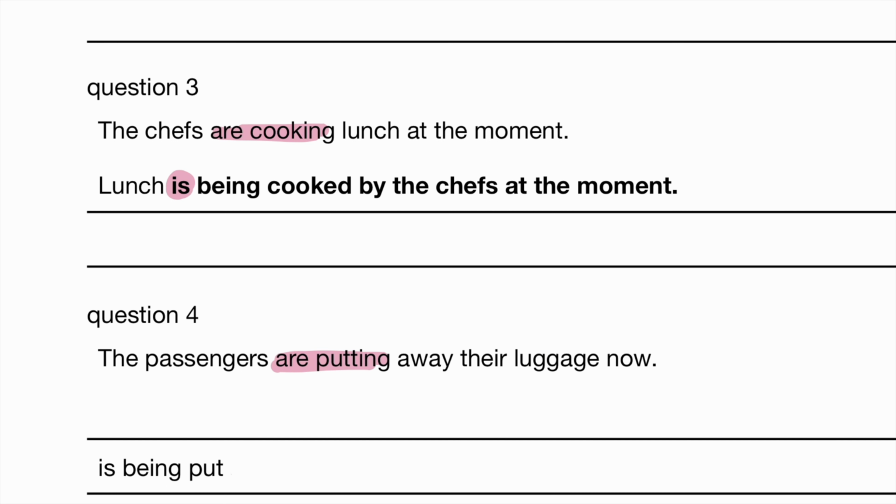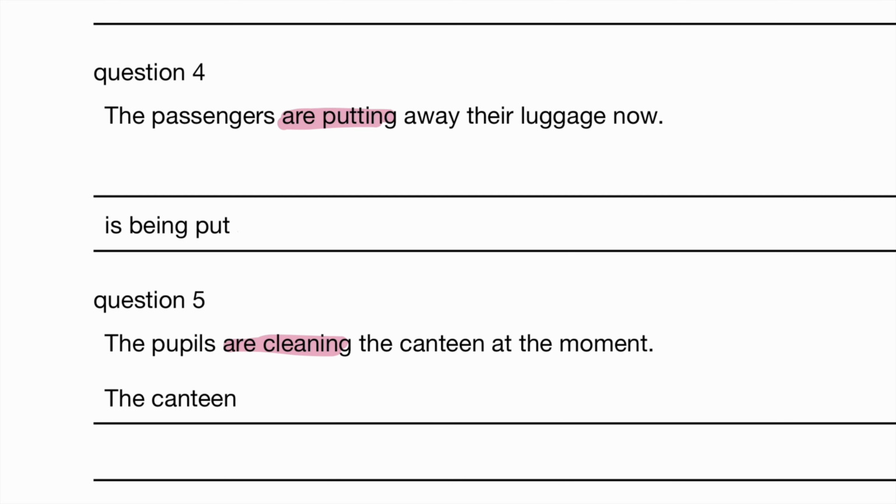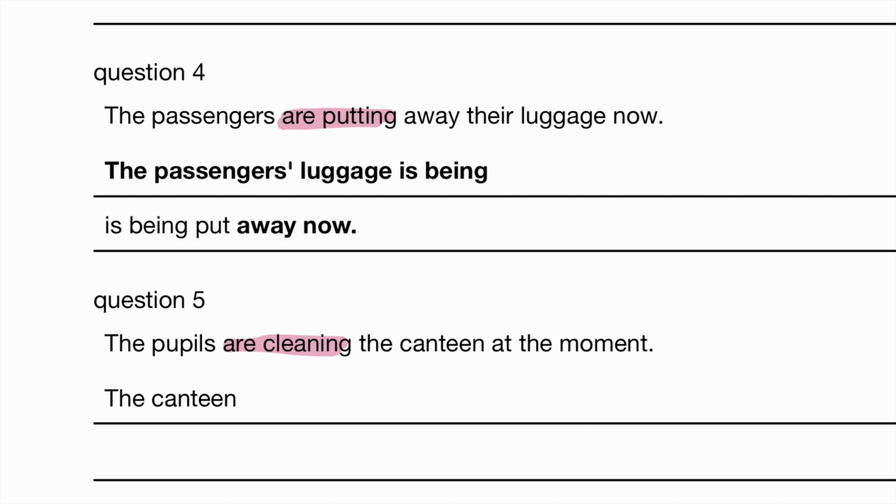Again, the question carries the "ing." Your answer should have the "ing" as well. Is being cooked. Question 4. The passengers are putting away their luggage now. So we have passengers are putting. So this is the subject performing the action, which means active voice, are putting. So we have to write the passengers' luggage. What is being put away now? The passengers' luggage is being put away now.